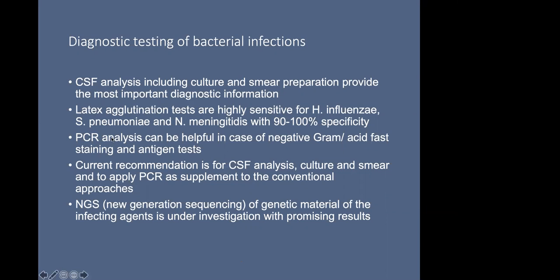PCR analysis has increased the diagnostic yield very much nowadays. This recognizes the bacterial genetic material. Especially in case of tuberculosis, the number of bacteria in the CSF usually is very low. They're not high. So the yield for culture is low, and culture also takes a long time. So PCR helps identifying tuberculous meningitis very nicely.